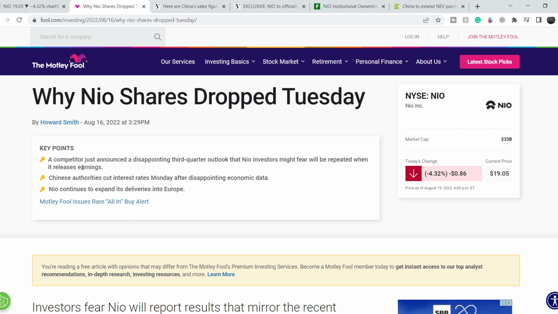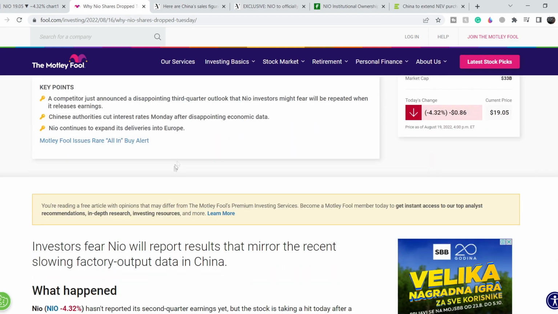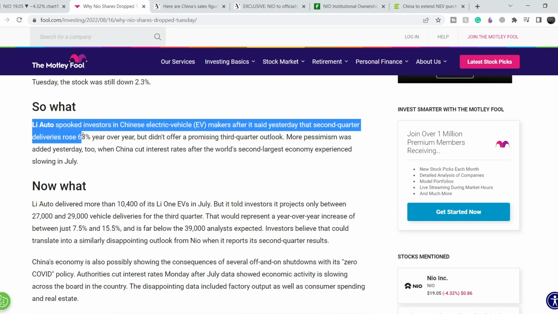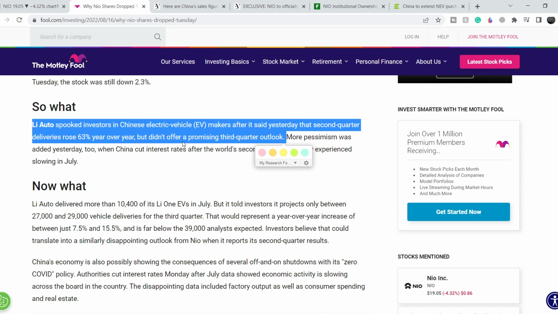So, the first two key points are not direct catalysts for NIO, but as you can see, they affect the price of NIO in a negative manner. And let me show you some details. NIO released its second quarter deliveries, and they show an increase of about 63% year over year, but they didn't offer a promising third quarter outlook. And because of these expectations, definitely its shares went lower, and the entire EV industry also went lower.